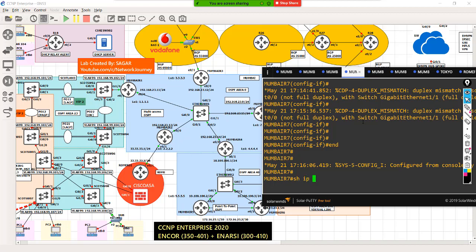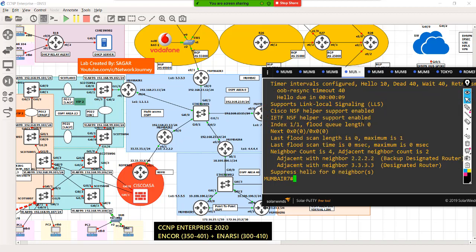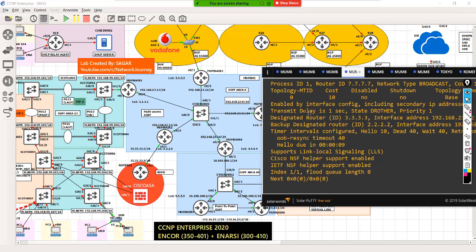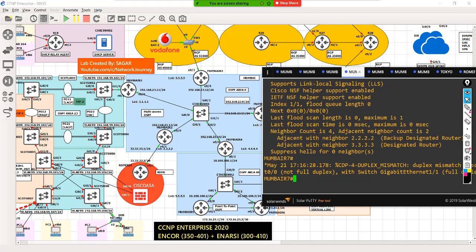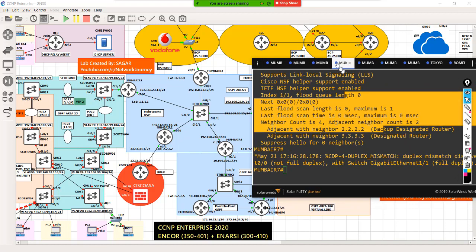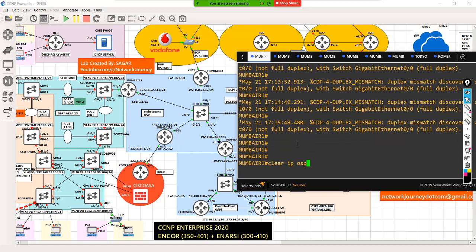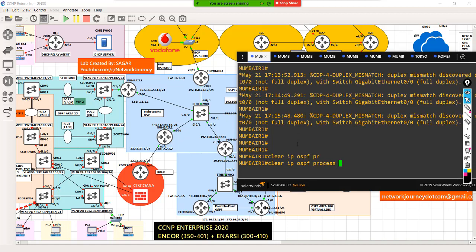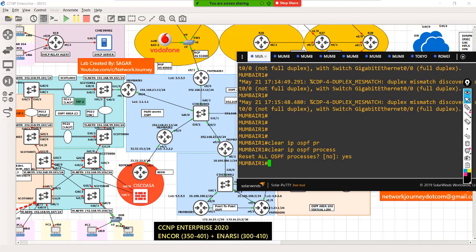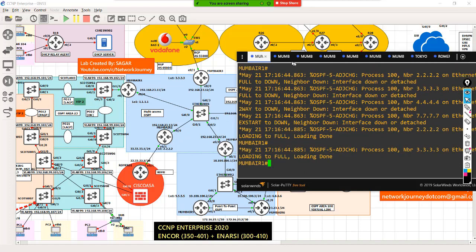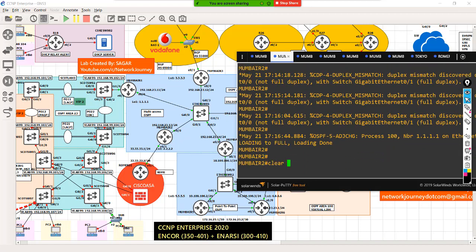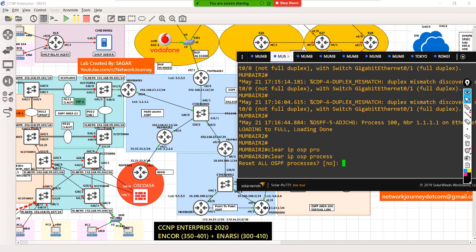Let's see. So I say show ip ospf interface E0/0. No, so this is not taken as DR. So what I'm going to do is I'm going to kill the process and go with the re-election. Clear ip ospf process. Yes. Okay. So I need to do this on all of them.